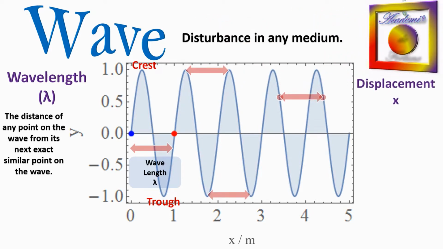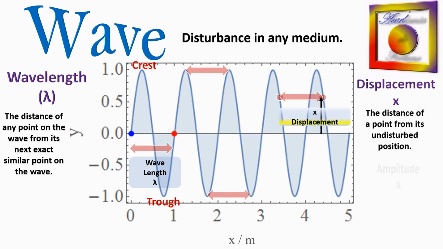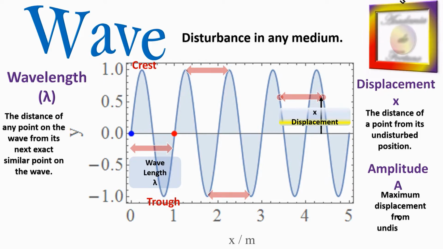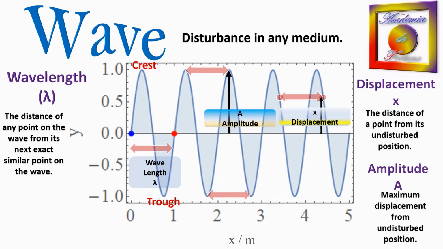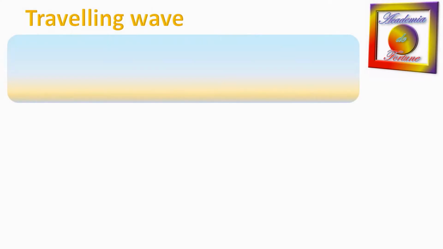Secondly, let's discuss displacement. It is the distance of a point from its undisturbed position. You can see we can define displacement like this. The third important property is the amplitude. It is the maximum displacement from the undisturbed position. You can have a look at the graph. Hope so, now you can understand these three concepts. Let's jump on to the further details.